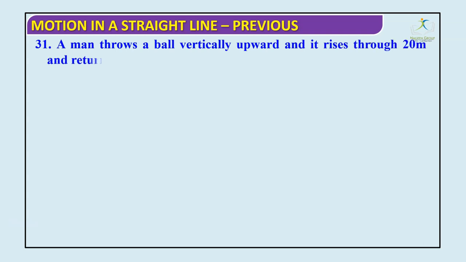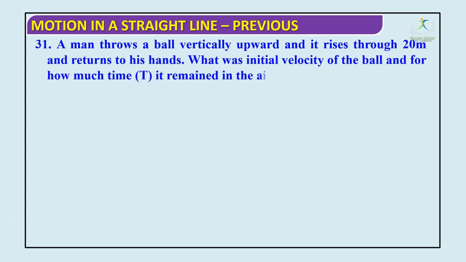Next question is, a man throws a ball vertically upward and it rises through 20 meter and returns to his hand. What was the initial velocity of the ball and for how much time t does it remain in the air? The question gives a hint: g is equal to 10 meter per second square.